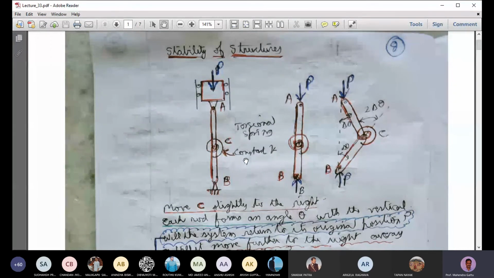Okay, so in this problem we are using a spring. How to imagine it? You can imagine a column with a pin connection at the bottom. At the free end, there are two springs, one to the left and the other to the right. And you are applying a load P at the top.